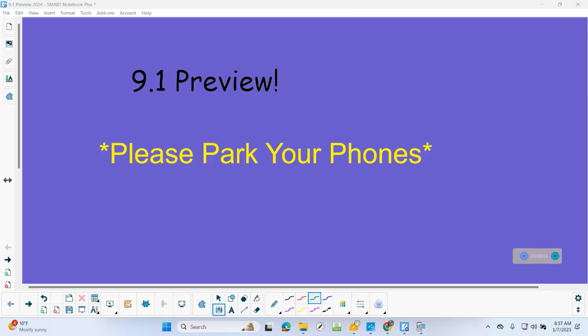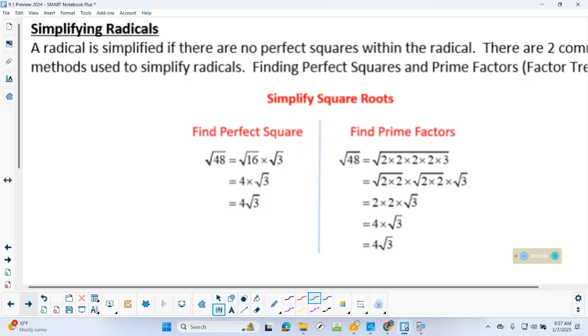Get into how to simplify square roots. And there's two different ways to do it. I do not care how you do it. I put both methods on here. I'm going to show you both. We're going to practice both. We're going to do 3 of each.